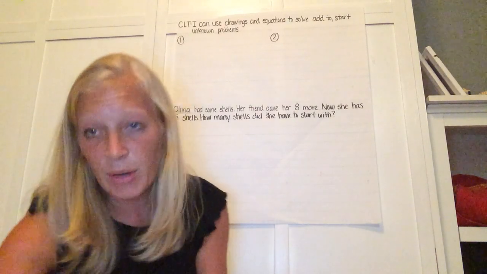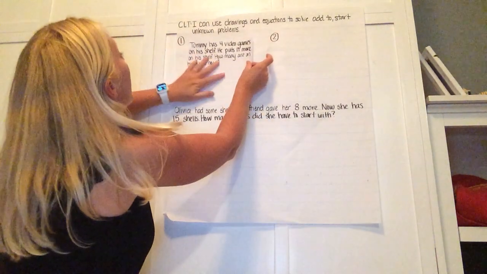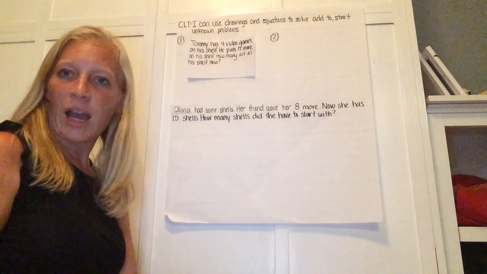So my first one, I'm going to read to you as I put it up. It says Tommy has 4 video games on his shelf. He puts 11 more on his shelf. How many are on his shelf now?